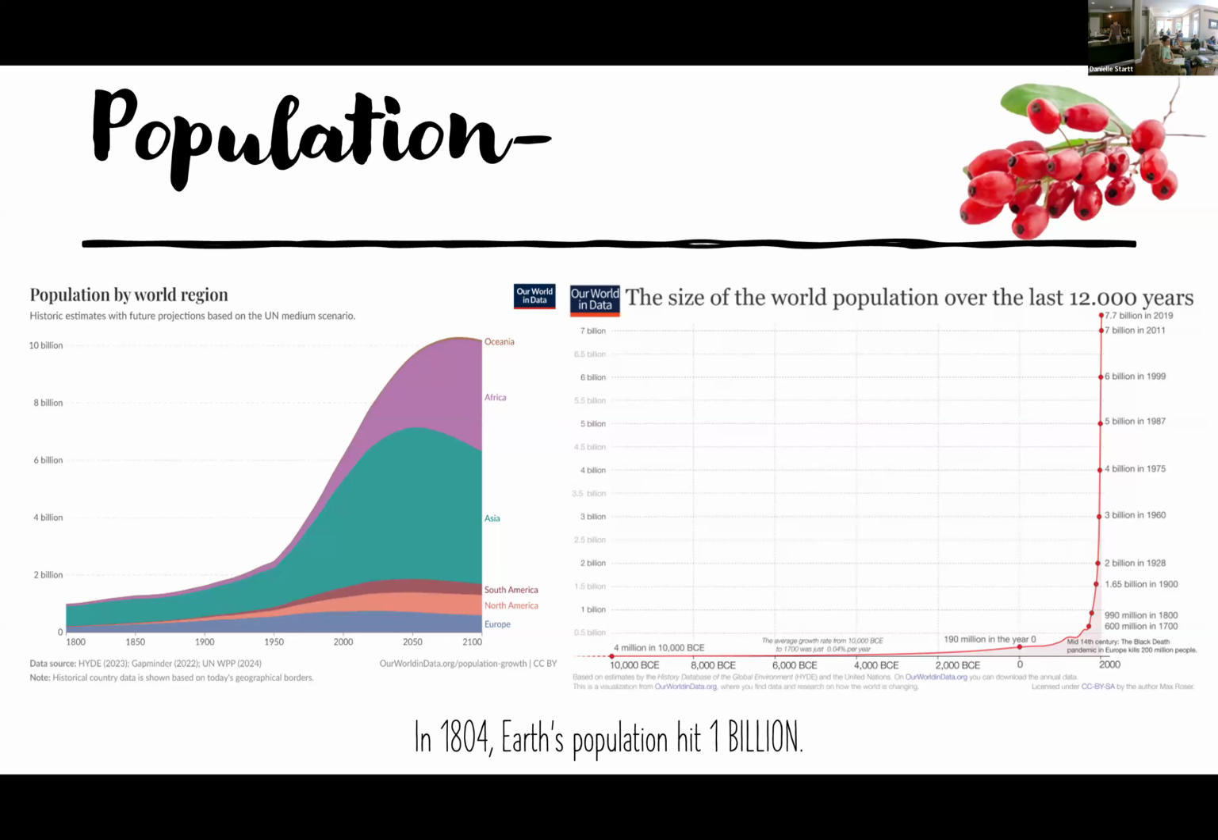1804, which is how many years ago? 220-ish, 221 years ago. It took us from the dawn of time until 200-ish years ago to hit 1 billion. And in 200 years, we went from 1 billion to 7.7 billion. And now we're more than that because we're getting close to 8 billion, I think.